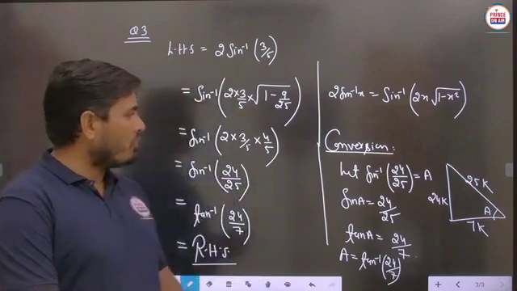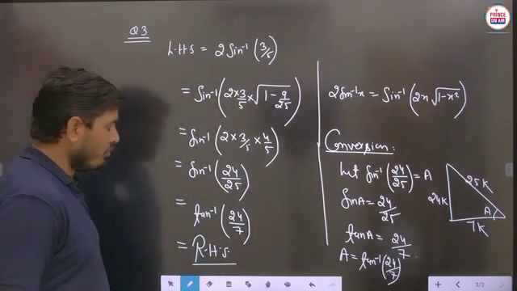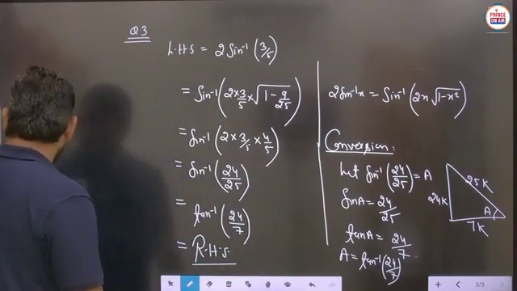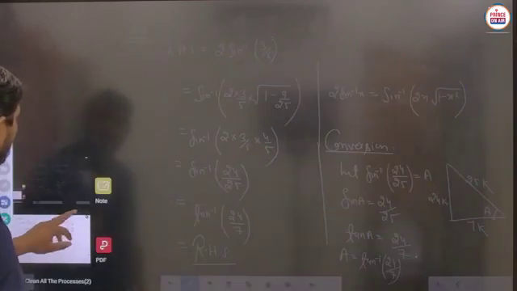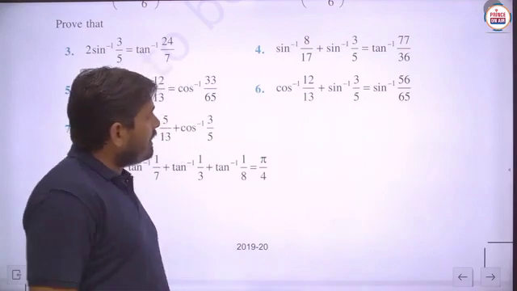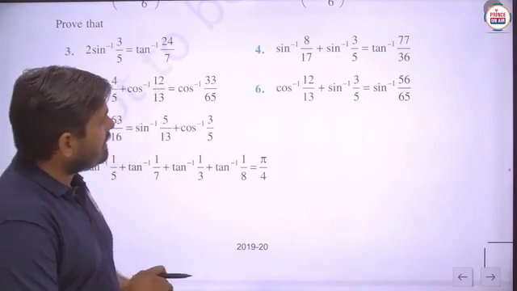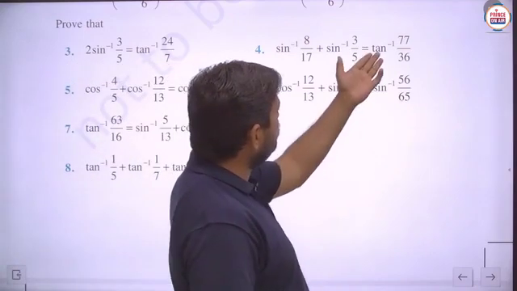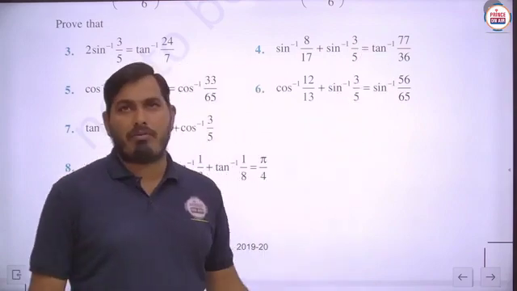Next, question number 4, students, we will take. Before that, pause the video to note it down. Question number 4 is sin inverse 8 by 17 plus sin inverse 3 by 5, and the answer should be written as tan inverse of 77 upon 36.